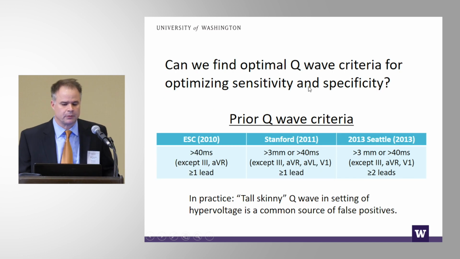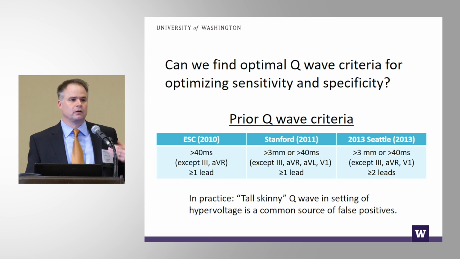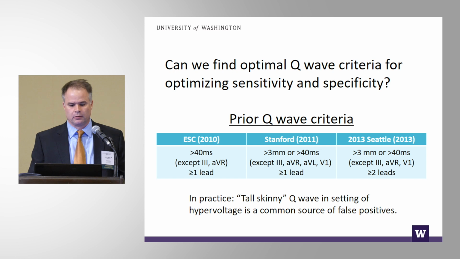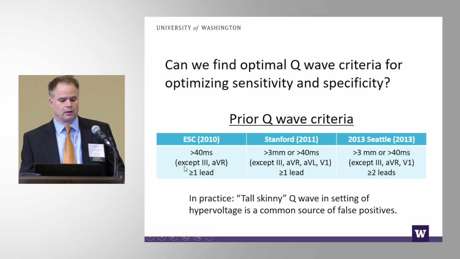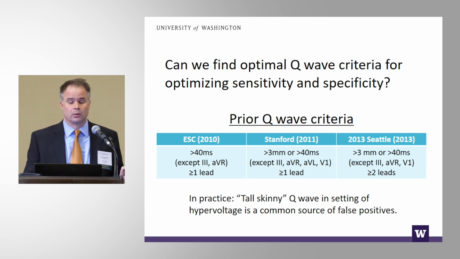So can we find optimal Q wave criteria for optimizing the sensitivity and specificity to make this a reasonable type of test to use on a population screening level? The European Society of Cardiology proposed using 40 milliseconds as a cut point, except in leads 3 and AVR, and they said one or more leads, and that led to quite a number of abnormal ECGs.